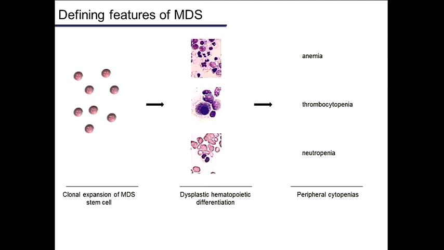And then those mutations cause abnormal differentiation, and those cells don't successfully complete the differentiation process, and they ultimately end up with a deficiency of some of the terminally differentiated cells, including anemia, thrombocytopenia, and neutropenia. So those are the defining features of MDS, and really the difference between MDS and AML is defined by an arbitrary number of blasts in the bone marrow, but genetically they probably form more of a continuum.